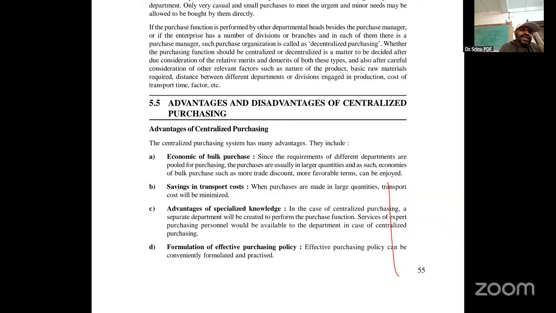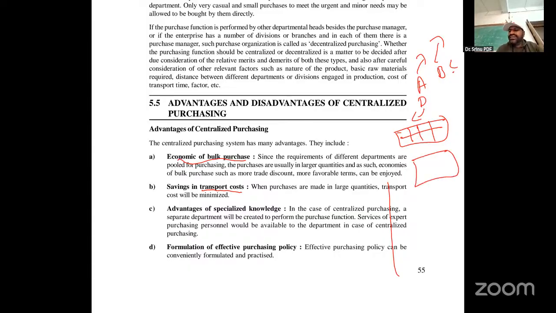In centralized purchasing, there are many advantages. On behalf of all persons, we are going to purchase material, so simply bulk purchases are done. Next one is the savings in transport cost. See, if B, C, D purchase individually, each one needs to pay the transport charges. But if only one purchases, you receive only one time. So transportation cost will be reduced.